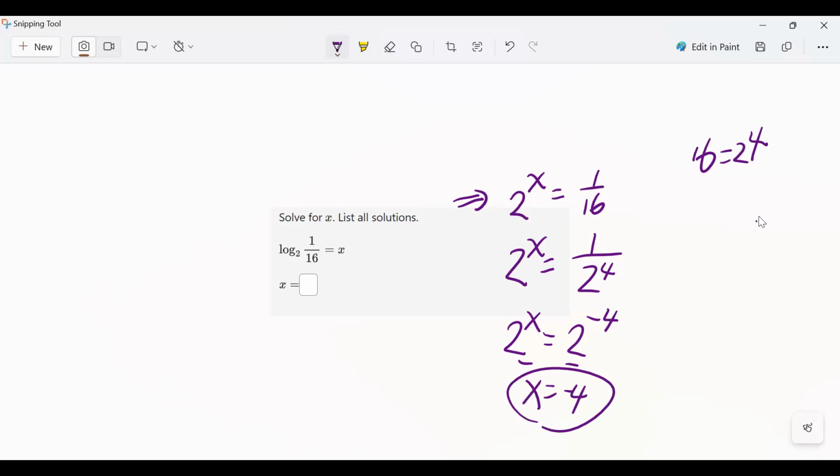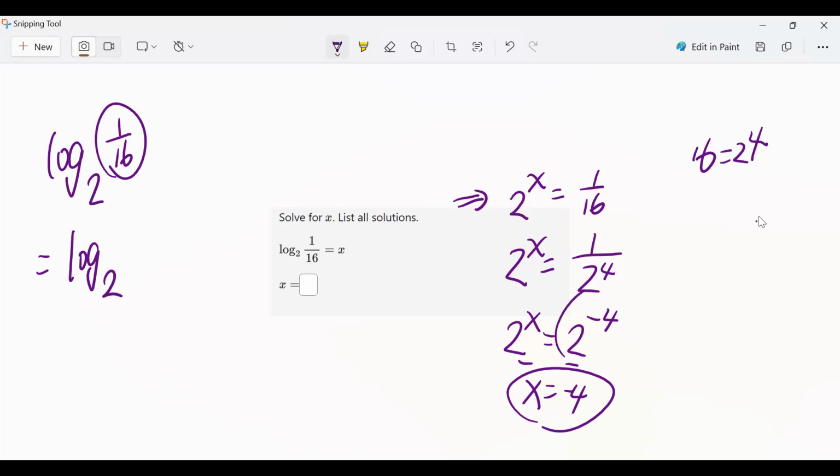This is one way of doing this. Another way, I'll show you guys the other way. You can just keep it as is: log base 2 of 1 over 16. And we know 1 over 16 is 2 to the negative 4. When the base for the logarithm and the exponent are the same, they offset each other, right? So the answer is just negative 4.